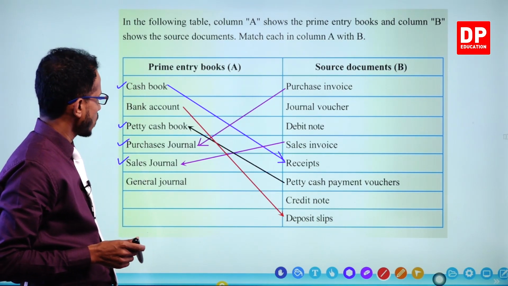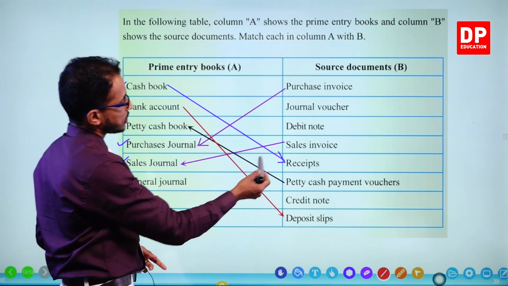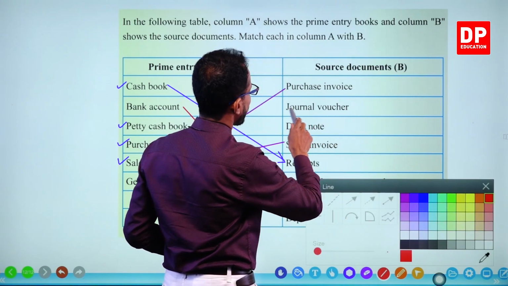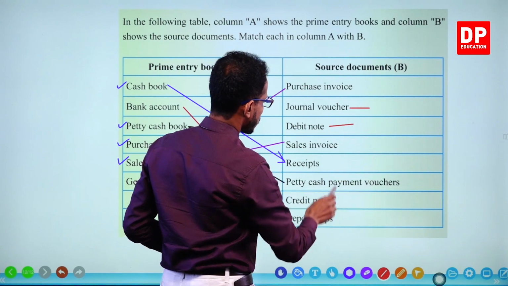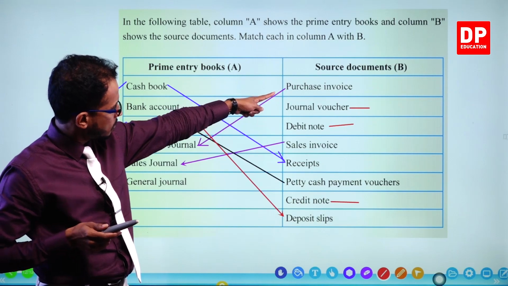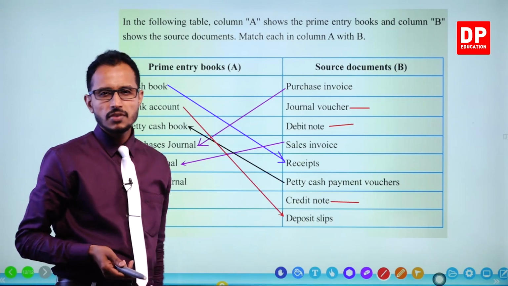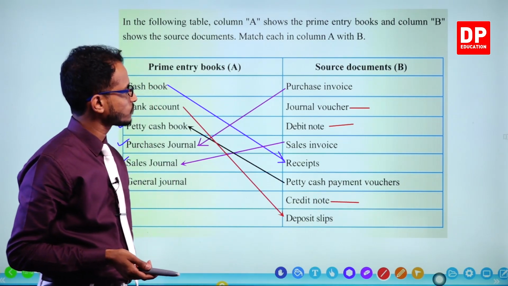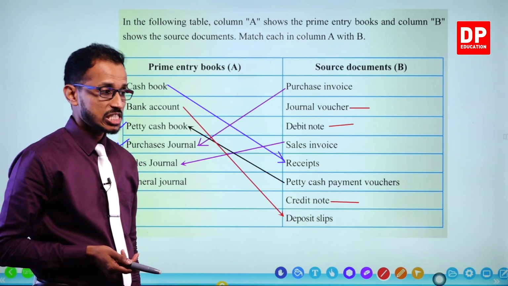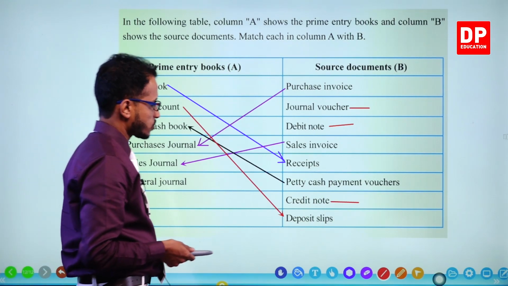All right, so we have only one left: the general journal. Is it the journal voucher? Is it the debit note? Is it the credit note? All the others are already marked, matched. Well, if it is the general journal, children, we should memorize this: the source document is the journal voucher. That's right.